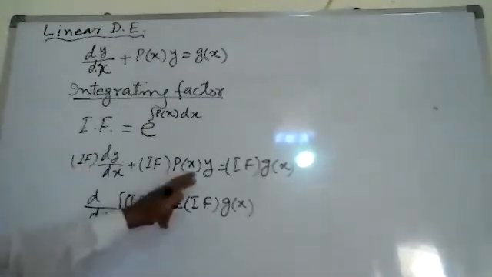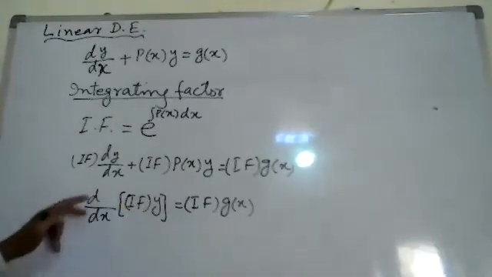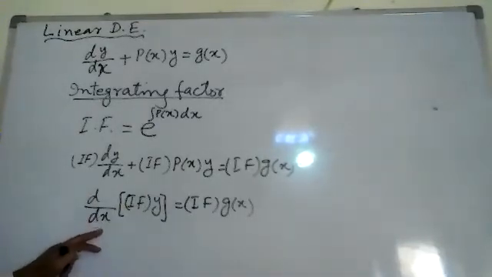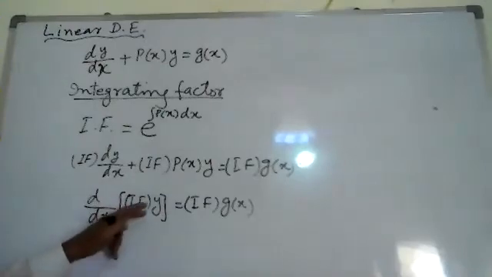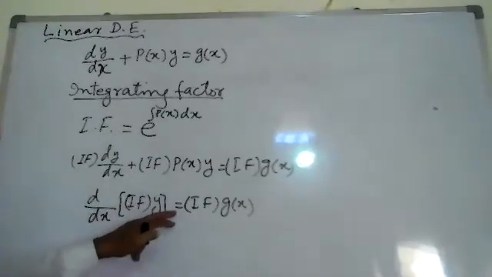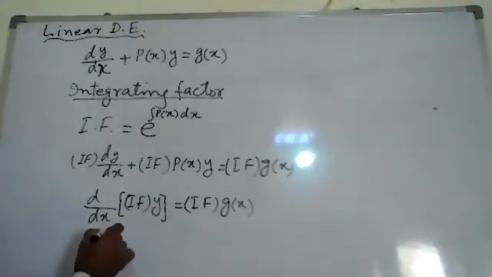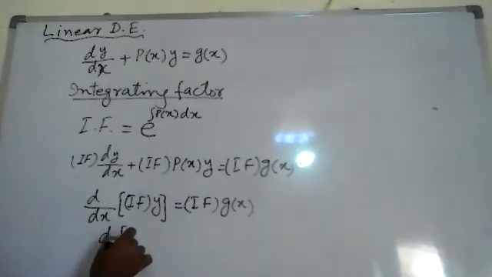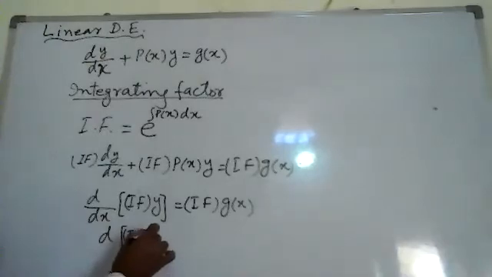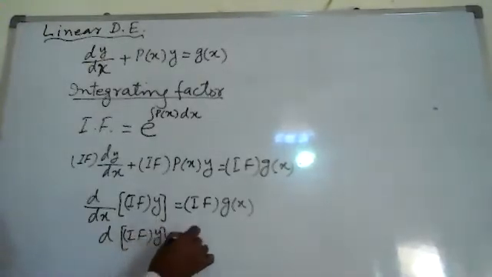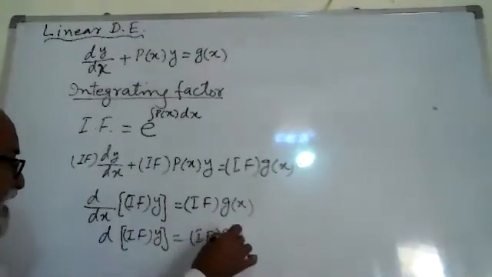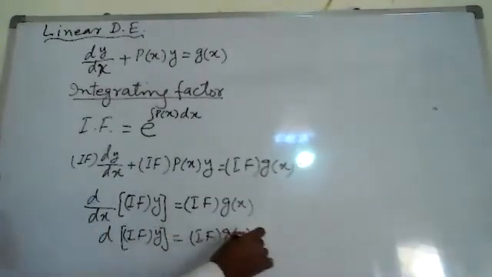First we multiply. In the next step, we will write the derivative with respect to x of integrating factor into y, and equal to the remaining side as it is. Now you multiply by dx. So it will become derivative of integrating factor into y is equal to integrating factor into g of x multiplied by dx.